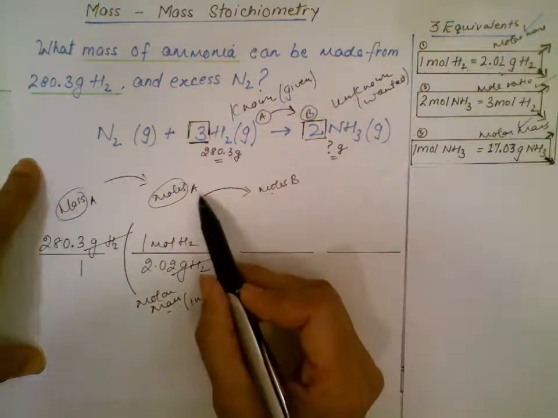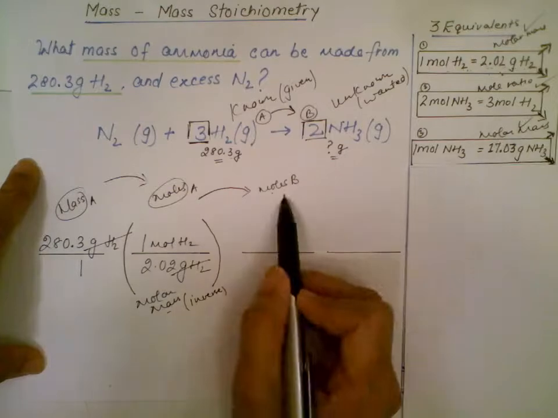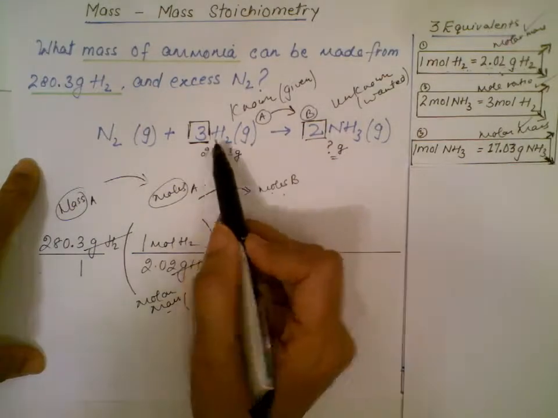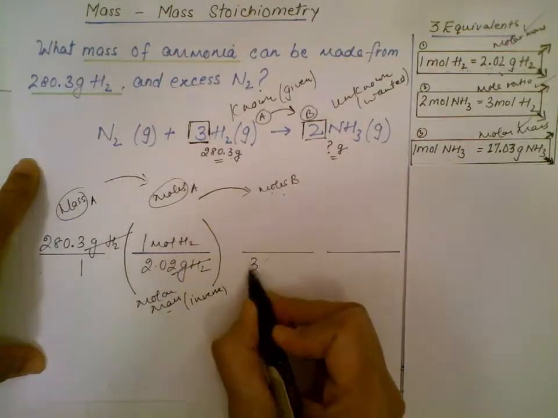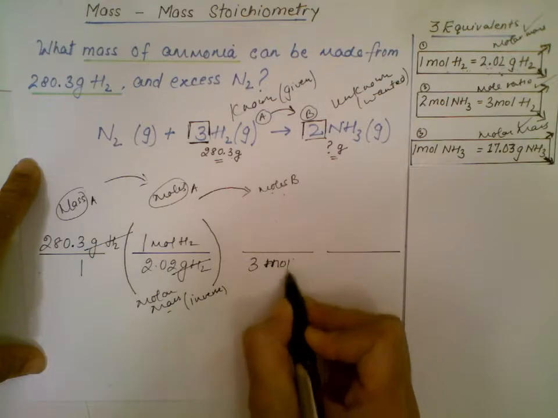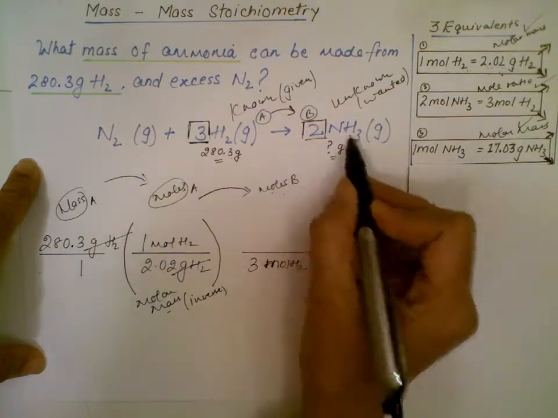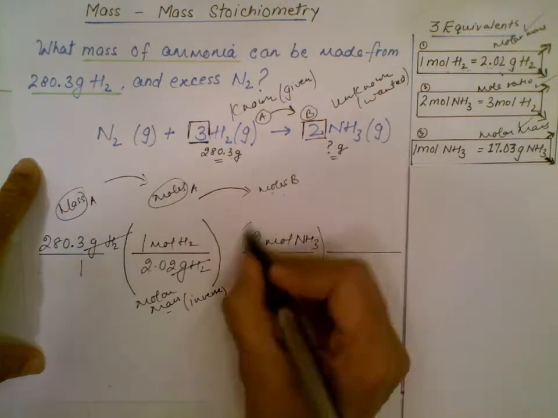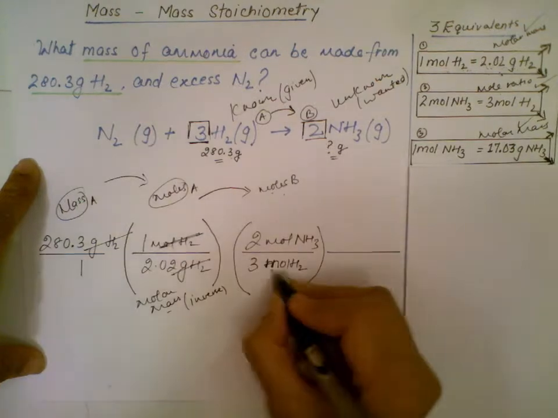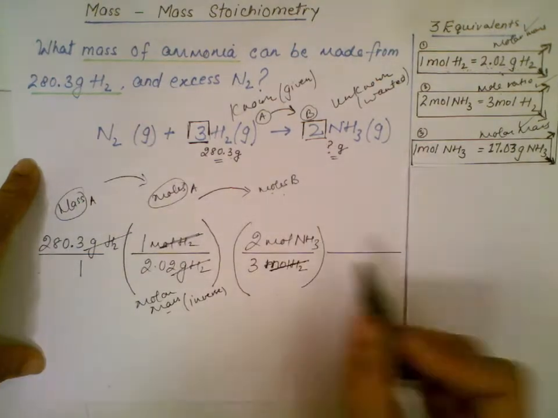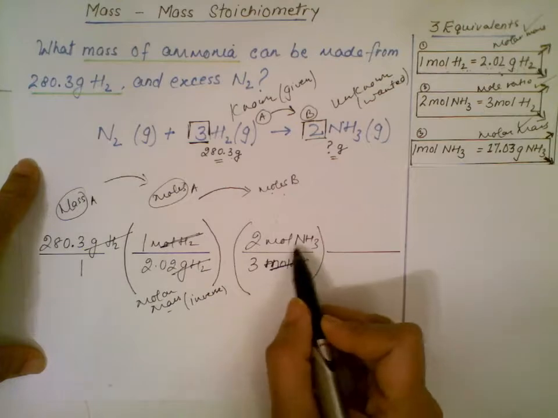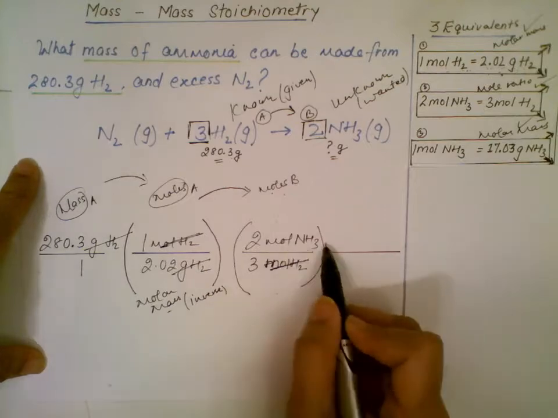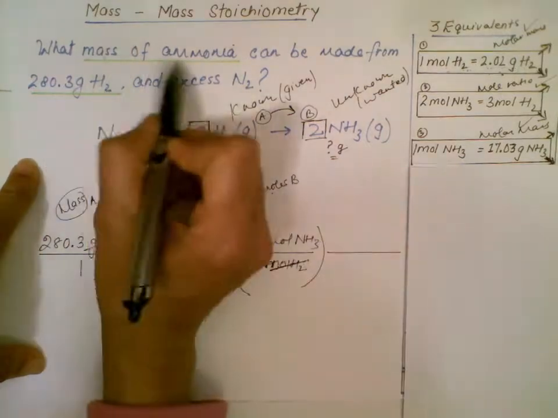So now since we are converting moles of A to moles of B, we are using the mole ratio. So for 3 moles of hydrogen used or consumed, 2 moles of ammonia gas are produced. So here you go, get rid of moles of hydrogen. Okay, now we are not going to stop here because this is giving us only the moles of ammonia. However, we have to find the mass of ammonia.